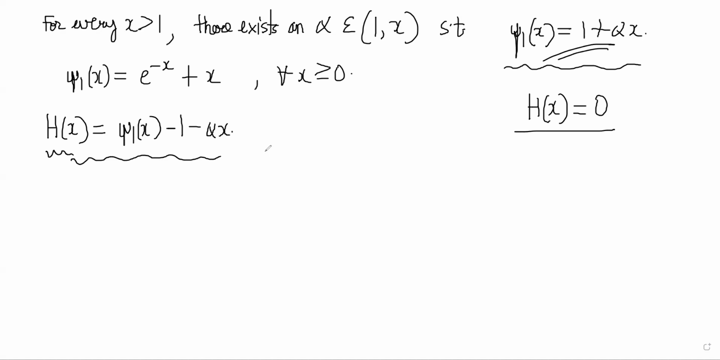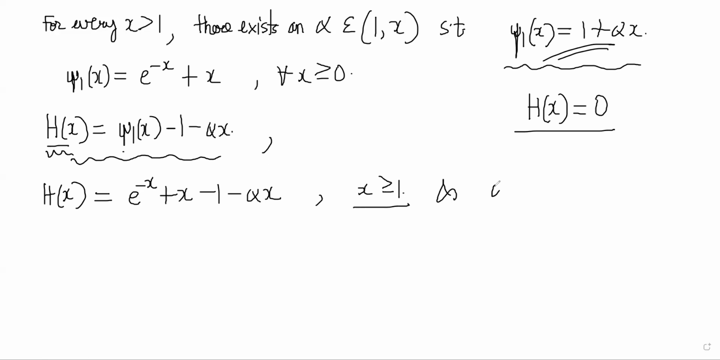So here we have defined h of x as psi 1 x minus 1 minus alpha x, and psi 1 x was what? That was e power minus x plus x minus 1, minus alpha x. This is my h of x. And we are saying that this is true for x greater than or equal to 1 and alpha belongs to 1 to x.